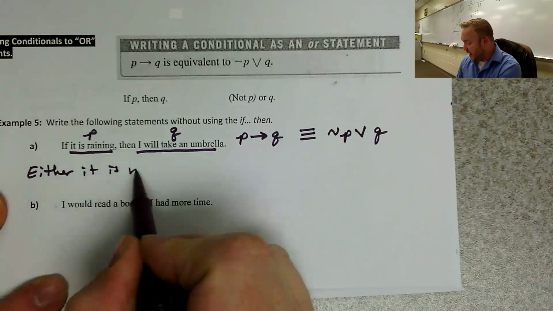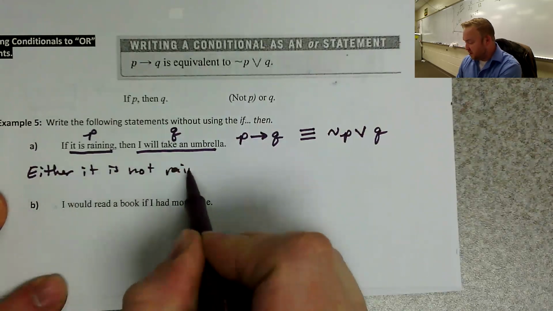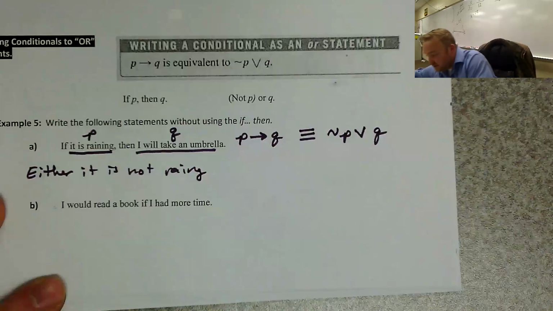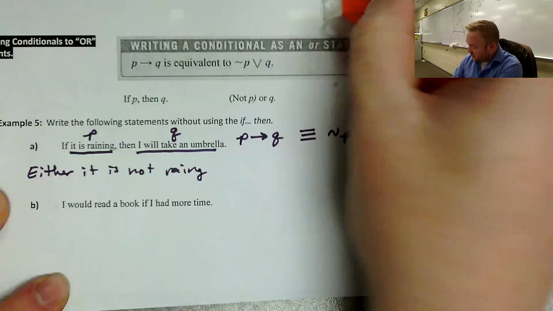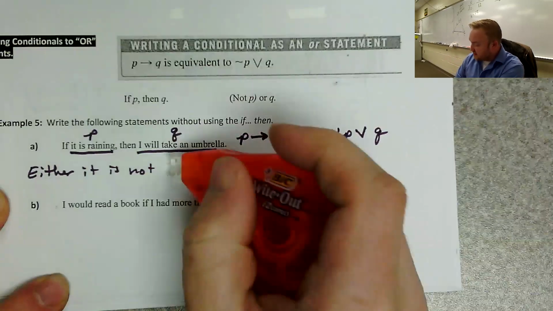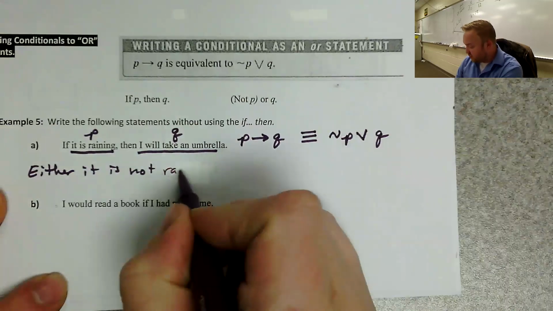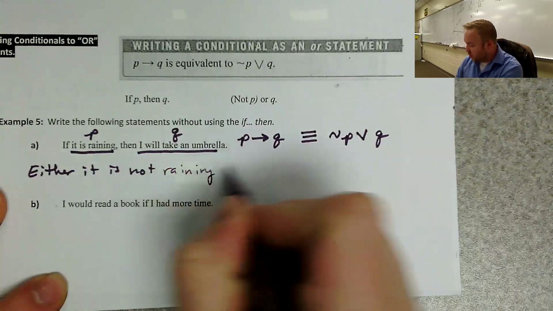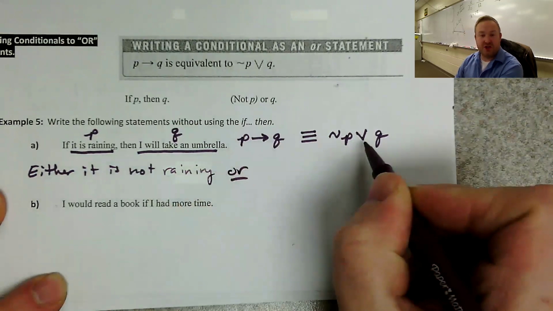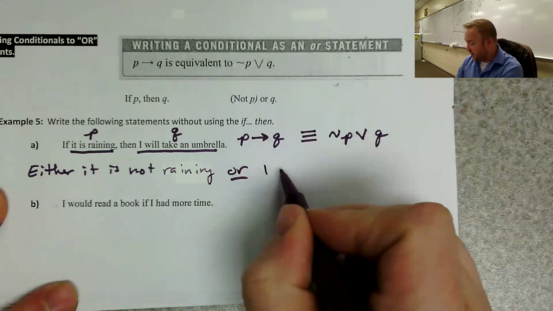it is not raining, and that's not how you spell raining. So I have to negate my P statement, right? Because it says not P. Either it is not raining, or there's that disjunction, or I take an umbrella.